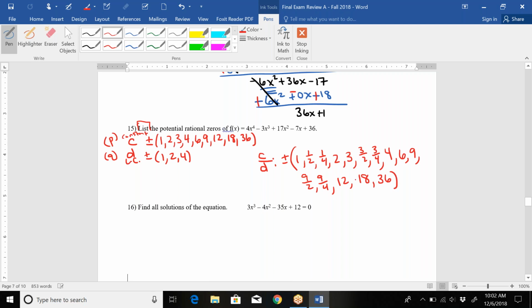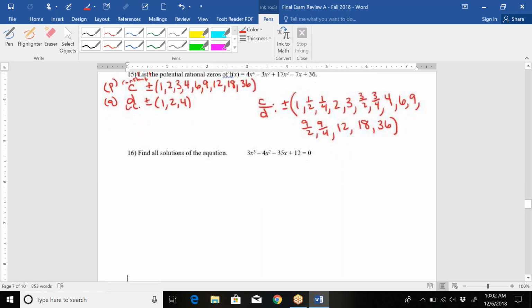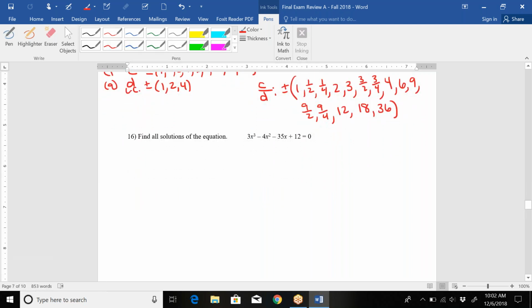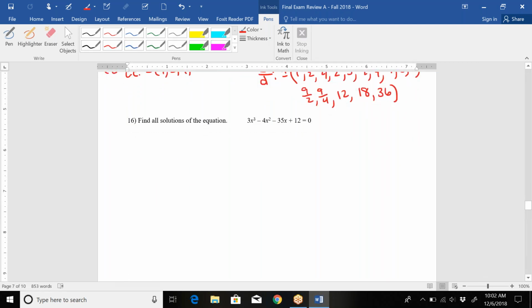So this is the unique list of potential rational zeros. And that's the answer. So now number 16, it says find all of the solutions of the equation. And because this is non-factorable, when you look at this, you can see that there's 4 terms, but it does not factor nicely by factor by grouping.